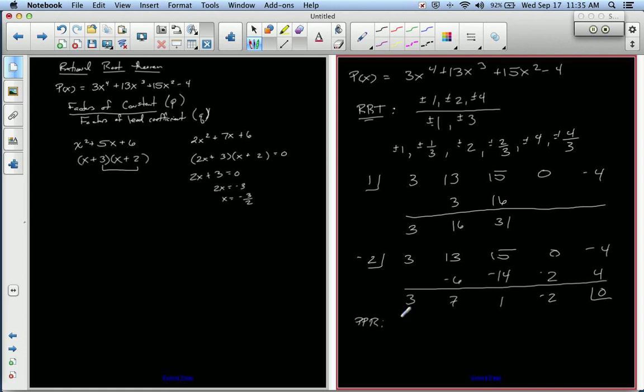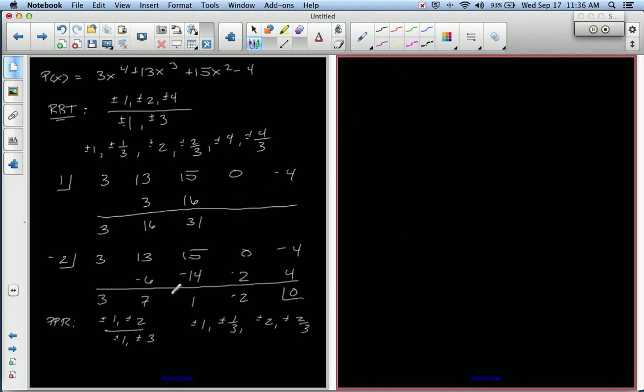A new list: factors of 2 over factors of 3. So I have plus and minus 1 and plus and minus 1/3. I also have plus and minus 2 and plus and minus 2/3. Notice negative 2 is another possibility. It could be a double root. Not a double rainbow, but a double root. So let's try it.